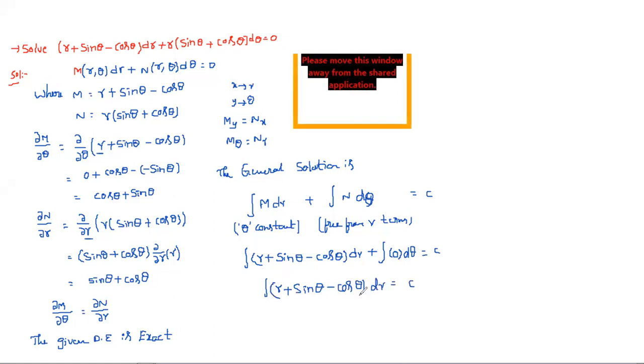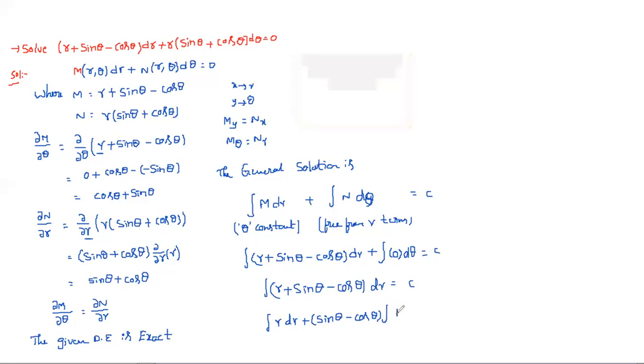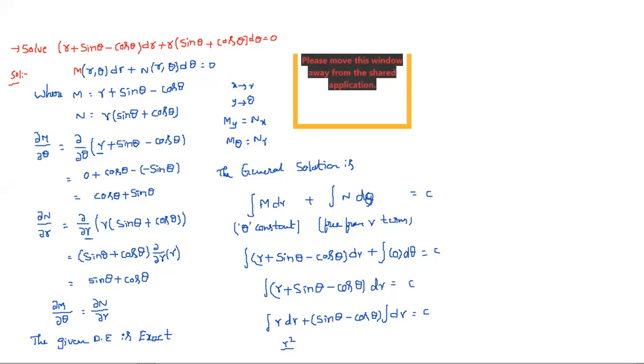Now we need to apply integration with respect to r, and we treat theta as a constant, and by linearity you can split this. Integral r dr, and sine theta minus cos theta is a constant, so we can write it outside of the integrand. Then the remaining is integral dr is equal to c. Integral x power n is x power n plus 1 by n plus 1. Applying that formula, we get r square by 2 plus sine theta minus cos theta, and integral dr is r. So it is equal to c.